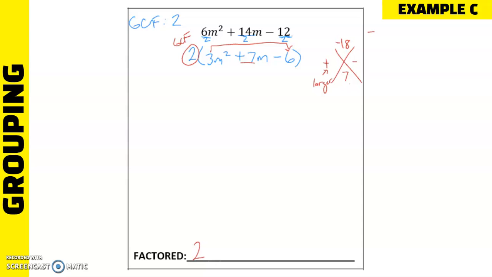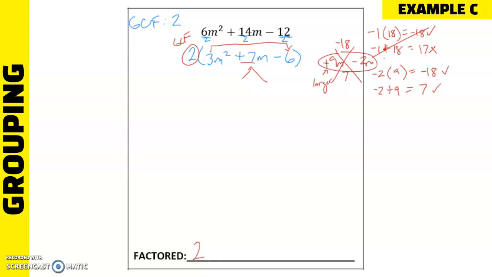All right, so I start with negative 1 times 18. That equals negative 18, which is what I want. If I add negative 1 plus 18, that's 17. That's not what I want, so it shouldn't be that pair. If I do negative 2 times 9 equals negative 18, sweet. Negative 2 plus 9 equals 7. Hey, that's what I wanted. So 9 and negative 2 are what's going to split up the middle term, okay? So that's what we're going to use to split up 7m.